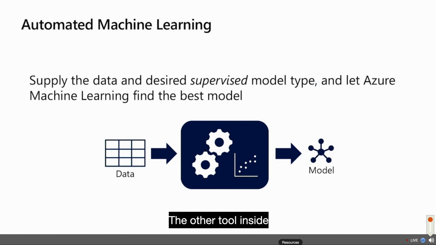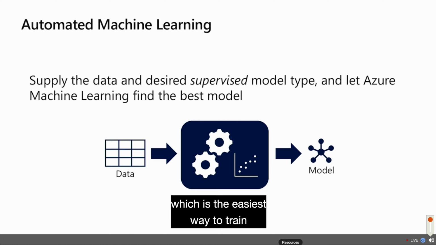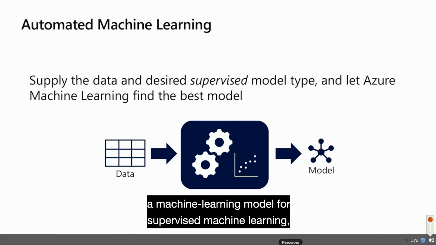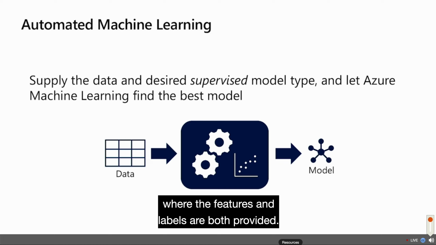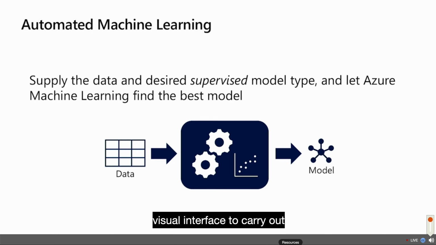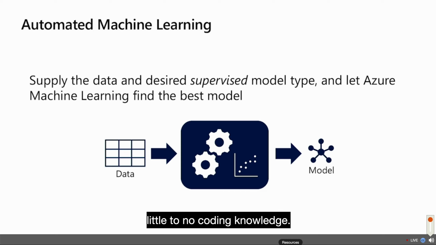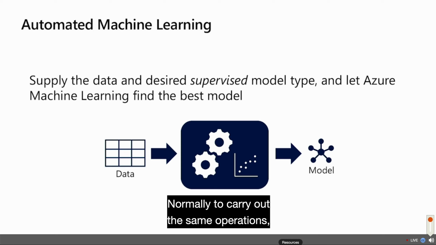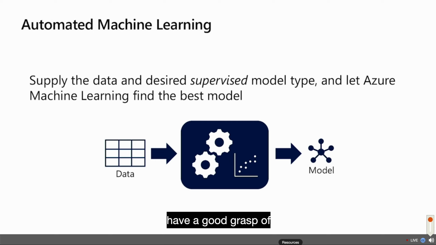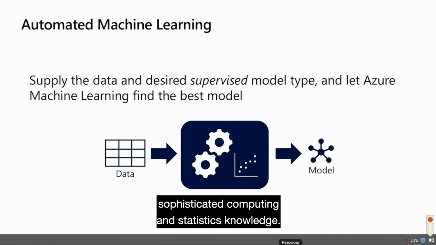The other tool inside the Azure Machine Learning Studio is automated machine learning, which is the easiest way to train a machine learning model for supervised machine learning, where the features and labels are both provided. So models like regression and classification. Automated machine learning provides users with an easy-to-use visual interface to carry out machine learning operations, requiring little to no coding knowledge. Normally, to carry out the same operations, data scientists and data analysts would need to tweak certain features, have a good grasp of sophisticated computing and statistics knowledge.